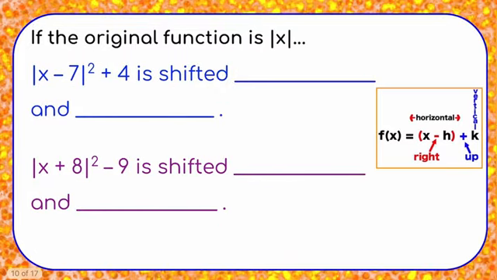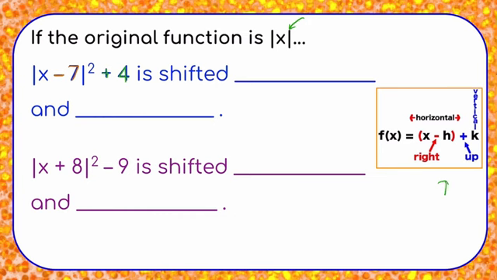If the original function is absolute value of x, so this is gonna have two different shifts because we have two numbers here. We not only have a -7, we also have a +4. I know these don't look like parentheses, but we're gonna consider the absolute value bars to be kind of like parentheses. All right, so this first one looks a lot like my cheat sheet actually.